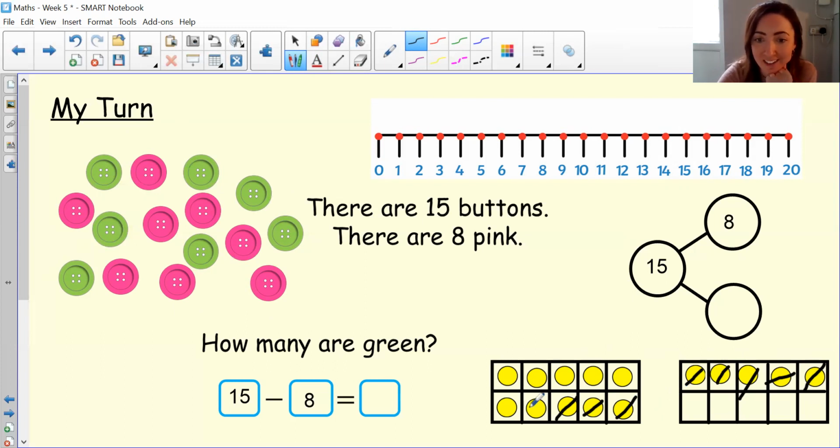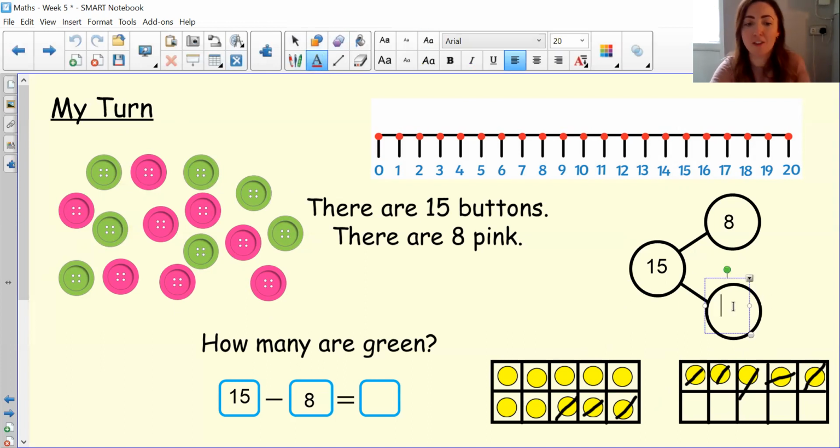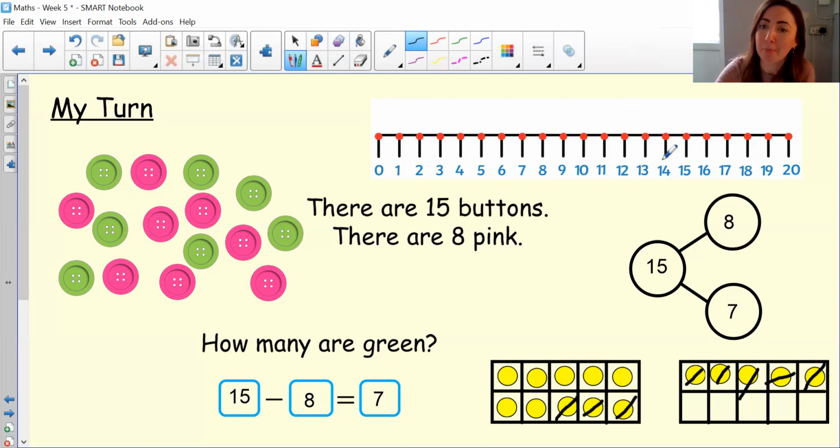So how many are left then? 7, that's right. So the other part is 7. There are 7 green buttons. 15 subtract 8 equals 7. Okay, and if I just want to check on the number line, I will circle 15 and then make 8 jumps backwards. 1, 2, 3, 4, 5, 6, 7, 8. And yes, I've still landed on 7. So yes, there are 7 green buttons.